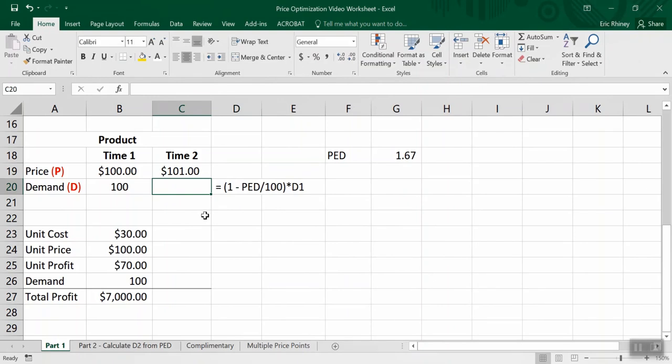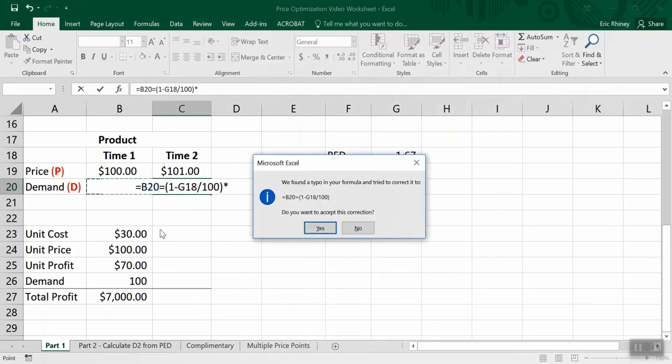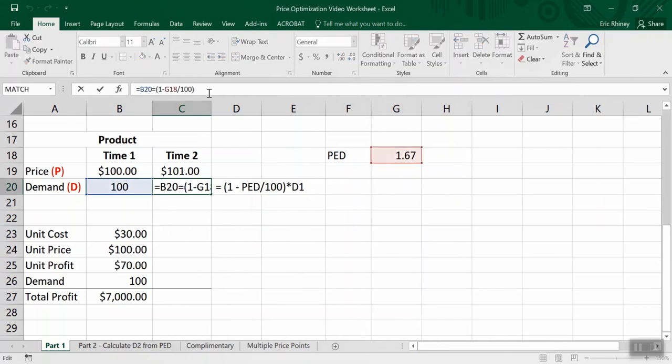So let's put this formula in here and see if it works for us. Equals, open 1 minus this divided by 100. Close that off, times this price point, times, let's do that again, times, I don't know why this is doing that. All right.